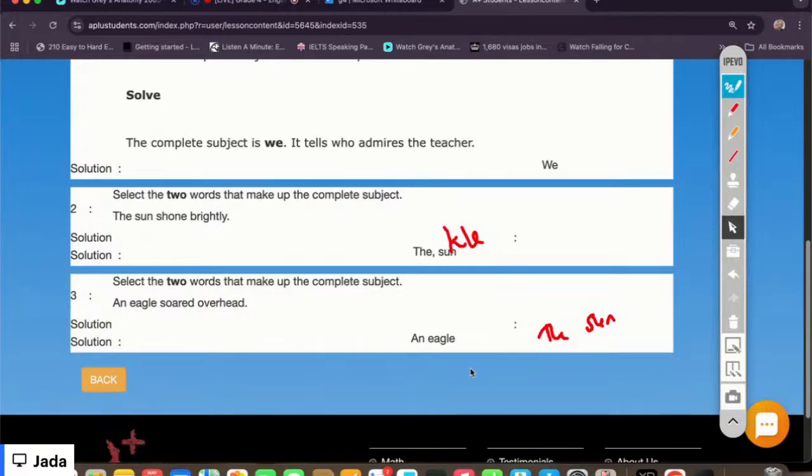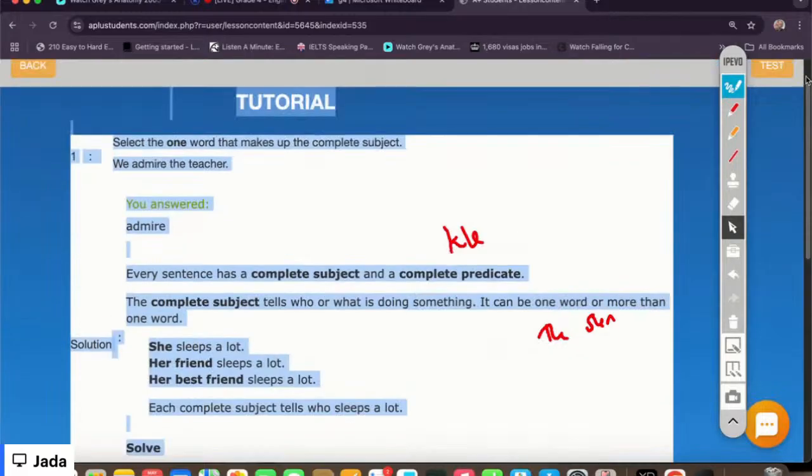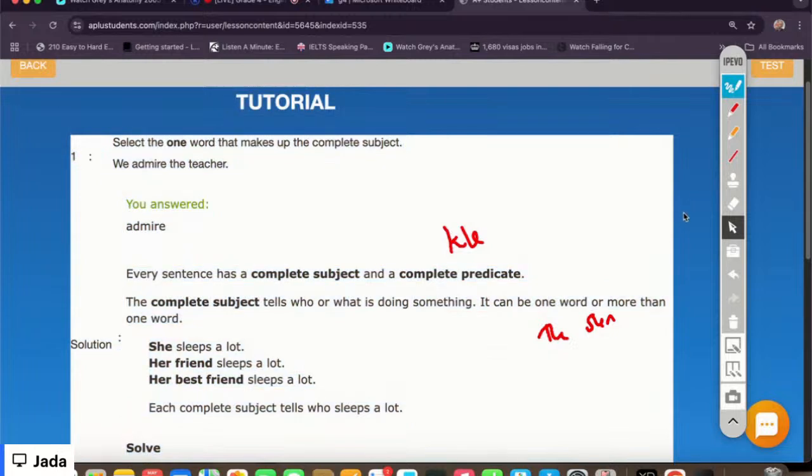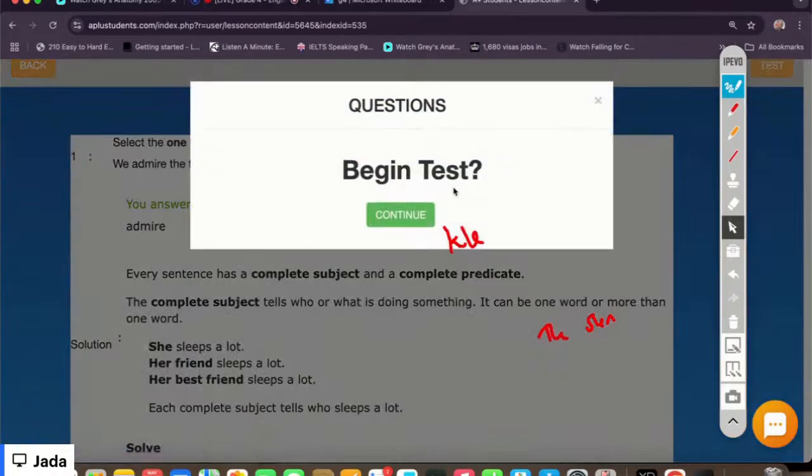So basically, the subject helps us know who or what is doing something in the sentence. And in every sentence we definitely have a subject and a predicate. The predicate is like the verb, but the subject is more important because it lets us know who is doing something in the sentence. Okay? So, moving on to the test.